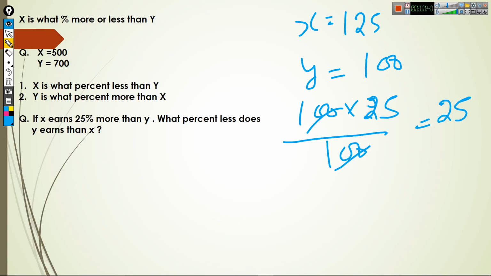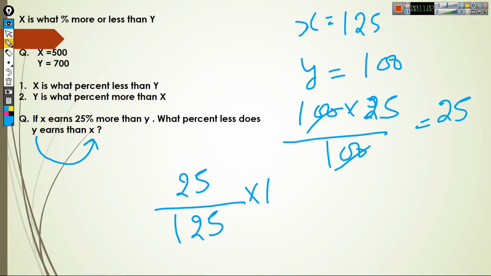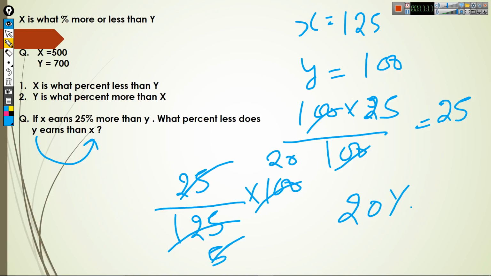What percent less does y earn than x? Listen, y earns less than x. Here we are comparing y with x, so the value of x will come in the denominator. What is the value of x? The value of x is 125. And what percent less does y earn than x? The difference between x and y is 25, and again multiplied by 100. 25 by 125 is 1 by 5, times 100, so 20%. Y earns 20% less than x.